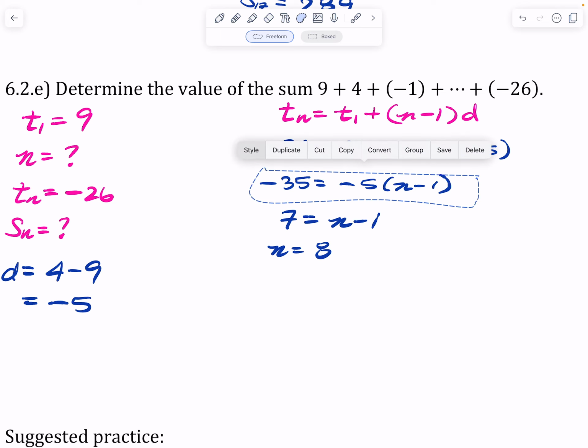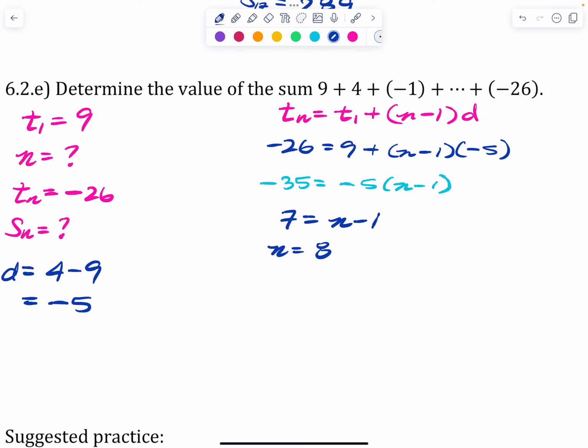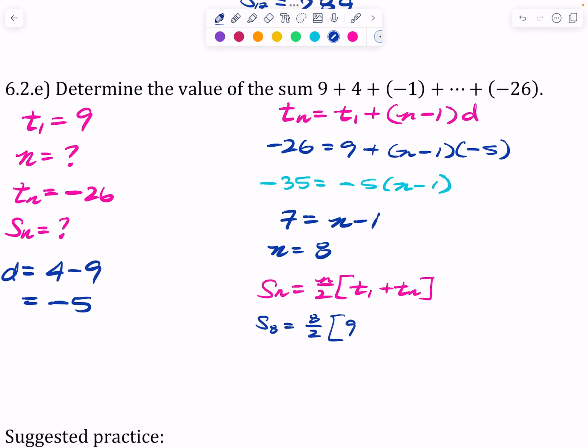Now we have n. Now we can actually proceed with finding the sum. Remembering again, you could use either formula for the sum, but it'll be faster to use the one with fewer moving pieces. So S8 is 8 over 2 times T1 plus Tn. That's that, and then we get ourselves a value out of here.